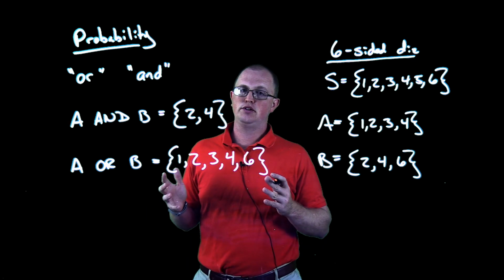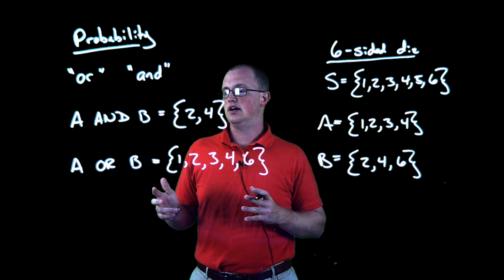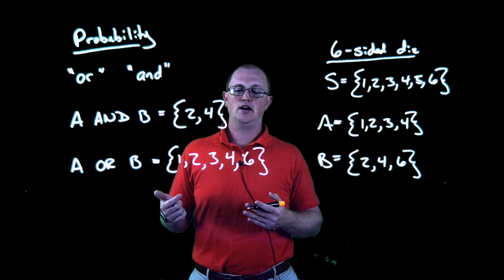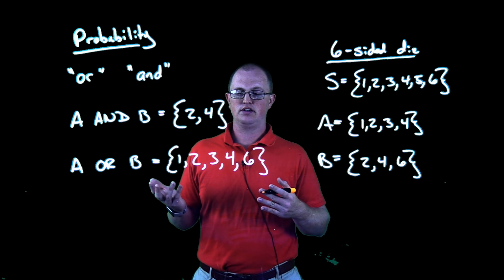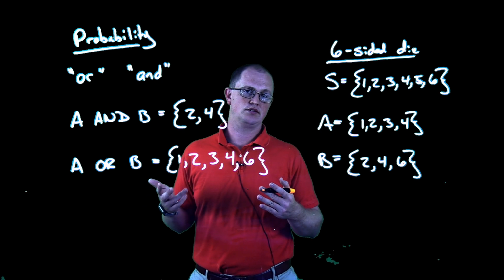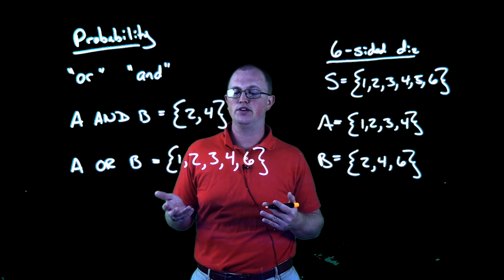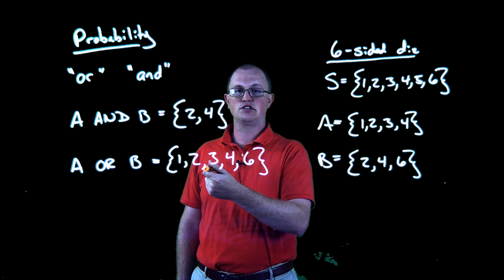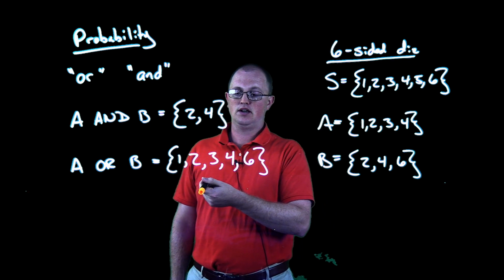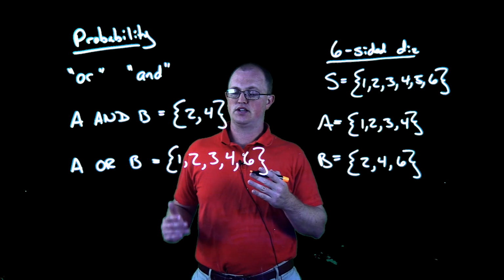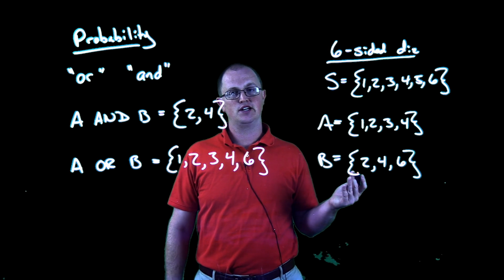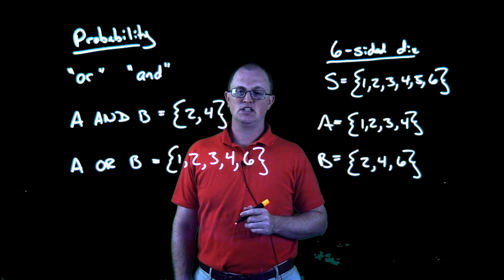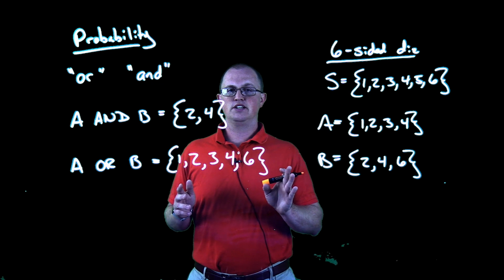Now, these curly braces that we're putting around these lists are because these are considered sets. In any set, each element is listed only once, no matter how many times it shows up. So even though 2 and 4 show up in both of these, we still just list them once. We never list anything in a set more than once. So let's look at this another way.